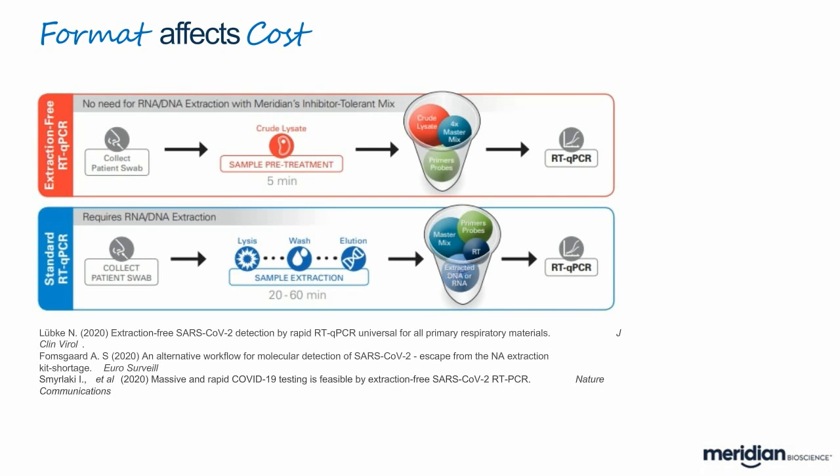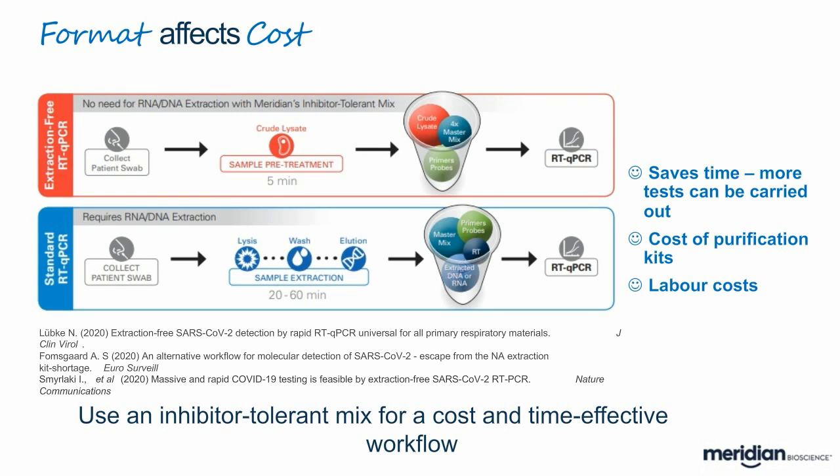Our last consideration is workflow efficiency. A shortage of purification kits has led to investigations into extraction-free workflows for detecting SARS-CoV-2. Such workflows involve a short sample pretreatment before direct addition of the sample to the reaction. These are documented in the references below. Implementing this workflow can make significant cost savings by saving time, cost of purification kits, and labor costs. We recommend this workflow using an inhibitor-tolerant mix that is able to perform in the presence of a pre-treated sample.